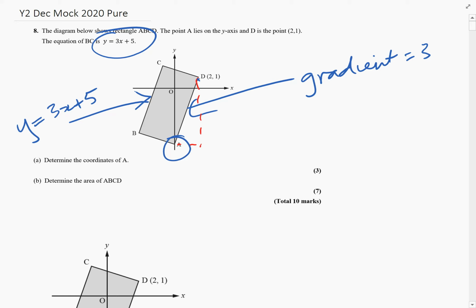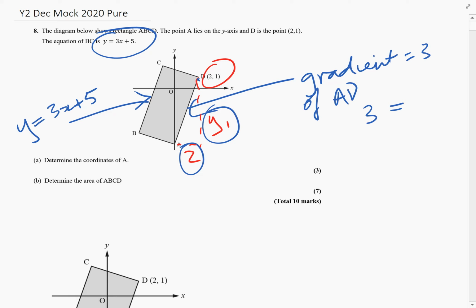we know that when you go across here, D has the coordinates 2, 1. So that is 2 units across. And we don't know this height here. Let's call it y1. And we do know the gradient is 3. So for part A, if the gradient of AD equals 3, then 3 is going to be equal to this divided by this, because that's how you find the gradient. So therefore y1 is going to equal 6.